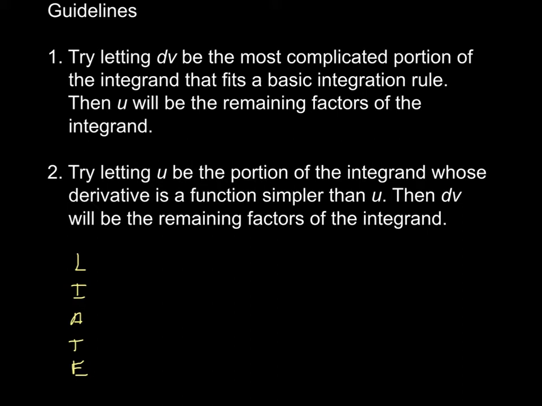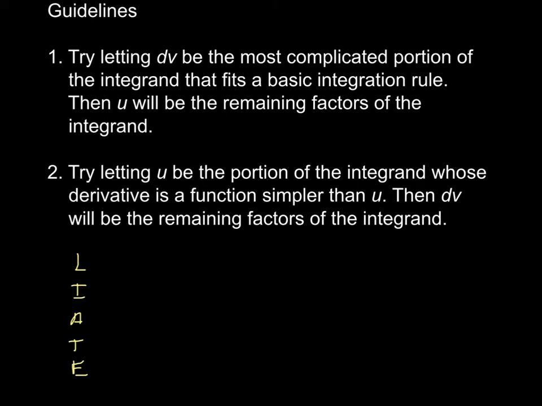The other thing we do is try letting u be the portion of the integrand whose derivative is a function simpler than u. So it's going to be a little bit simpler. That would mean things like, if I have a polynomial, when I take the derivative of a polynomial, the degrees drop down, so it's a simpler function. It's those types of things that we're going to be looking at. And then dv is going to be the remaining factors of the integral.